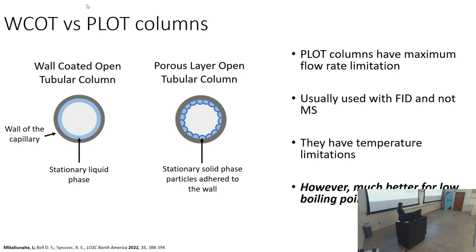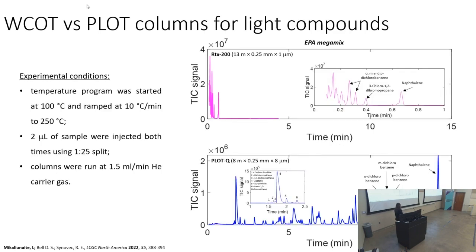but they are really, really good at this one job, which is doing these low boiling point analytes. And just to show you how well they do compared to wall-coated columns, I have a schematic showing this EPA megamix separated on both an RTX-200 and a PLOT Q column. These were run at the same temperature program, just to give you an example. Everything in the wall-coated column pretty much comes out within the first minute, while the PLOT column allows us to separate things like carbon disulfide and dichlorobromomethane. So these very light things are actually separating out. It's giving us nice separation on some of the isomers and all of that.